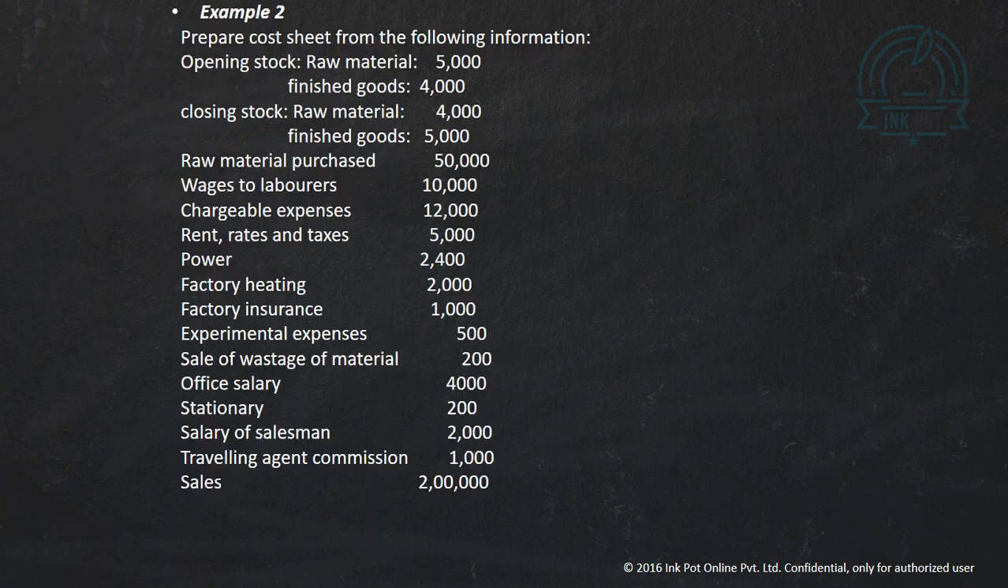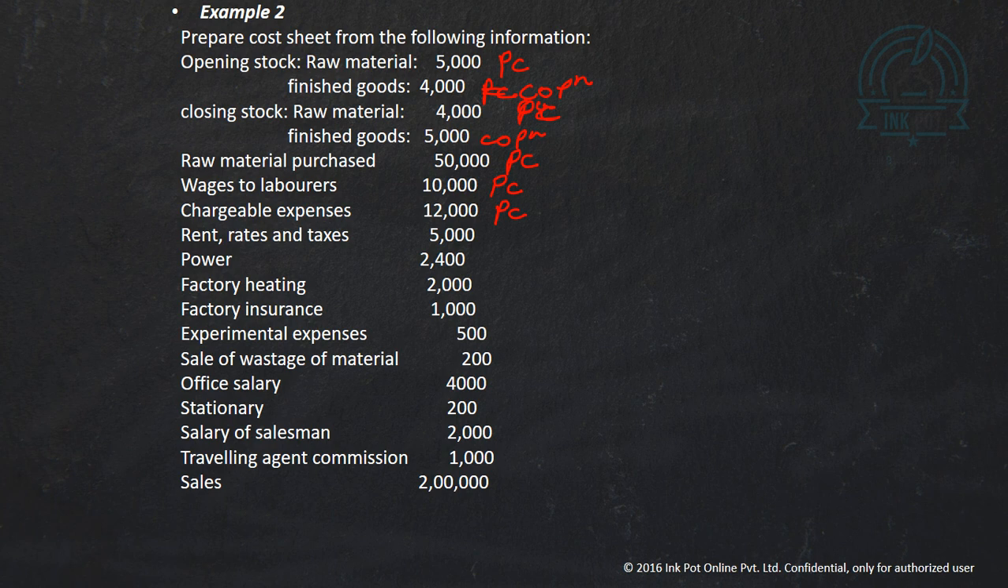Now in this example, let us segregate the expenses first. This will be shown in prime cost. This will be shown again in prime cost. This will not be shown in prime cost. This will be shown in cost of production. This will be shown in prime cost. This will be shown in cost of production. Finished goods is always shown with the cost of production. Raw material purchased will be shown in prime cost, right? And wages paid to labor, again prime cost. Chargeable expenses means directly chargeable expenses. This will be shown in prime cost.